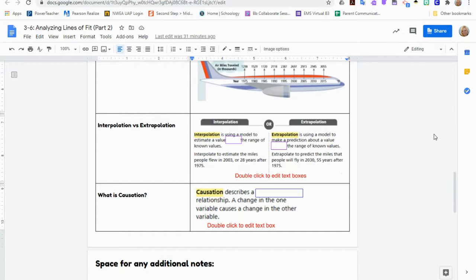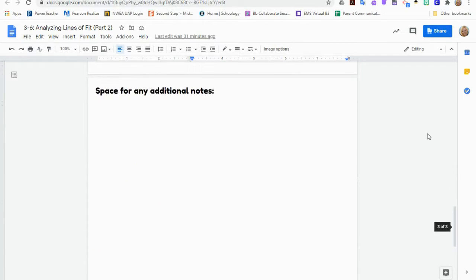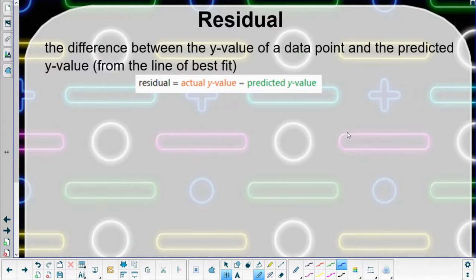Just double click the picture and you should be able to add it in. And I also gave you space at the end. If you would like any additional notes that you want to have on here, feel free to add those to the end of your notes. Okay, this I do not need to collect, but I want to make it available to you.